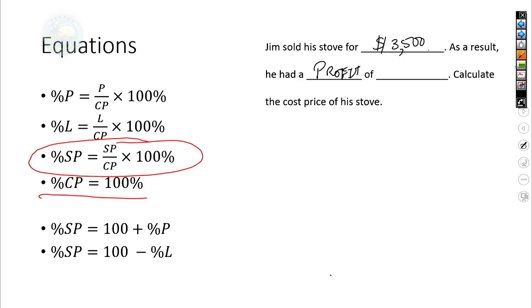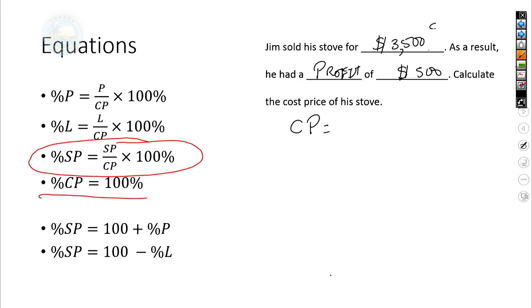And let's say he made a profit of, give me a number. $500. All right. So we'll take it simple first, right? We win $500. Calculate the cost price of his stove. Well, this shouldn't be hard at all, right? He sells it for $3,500, I make a profit of $500. So to find the cost price, how will we find the cost price?